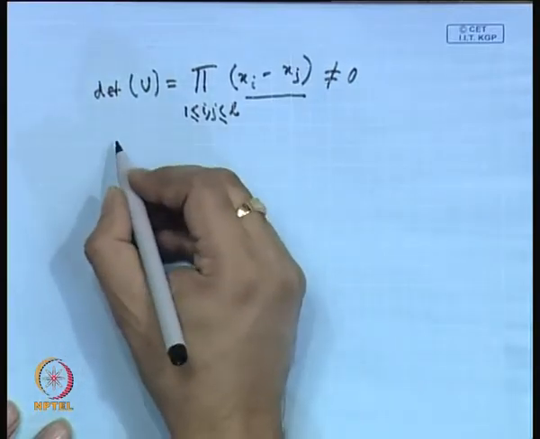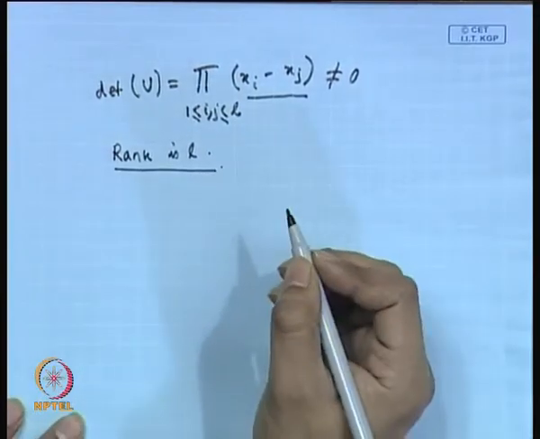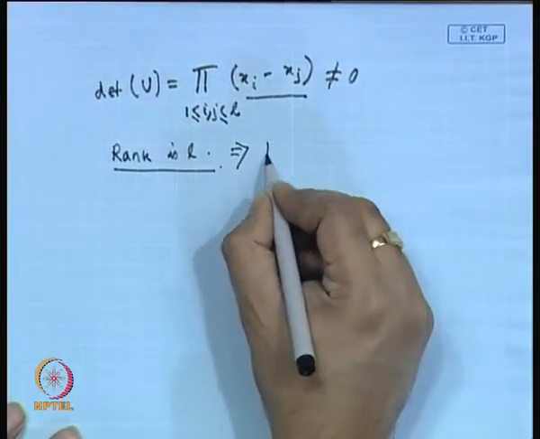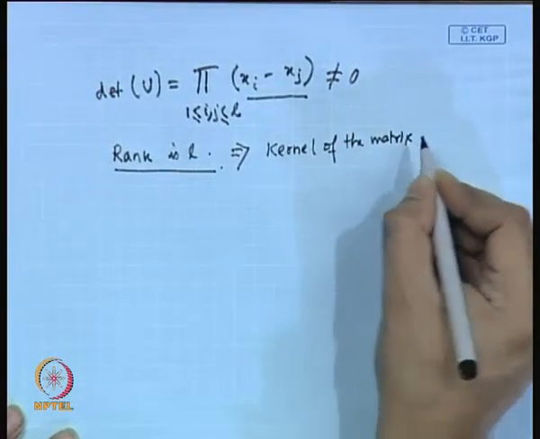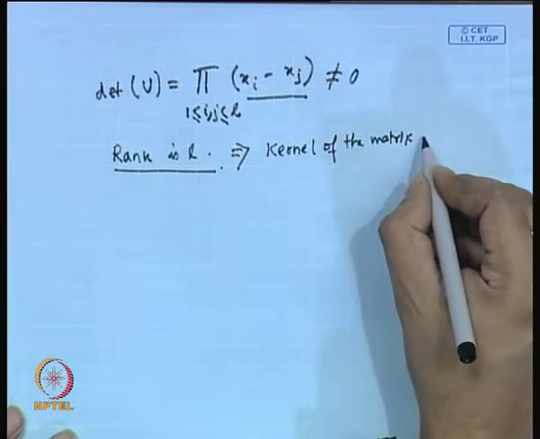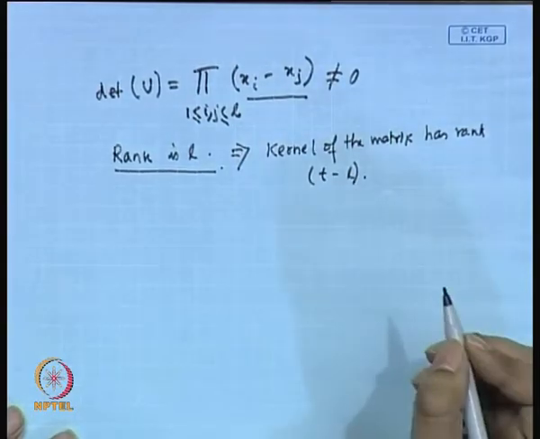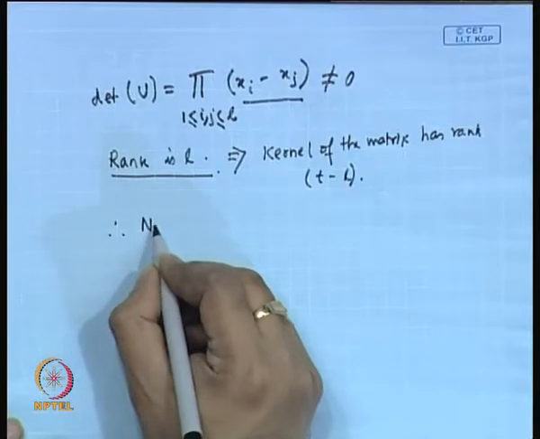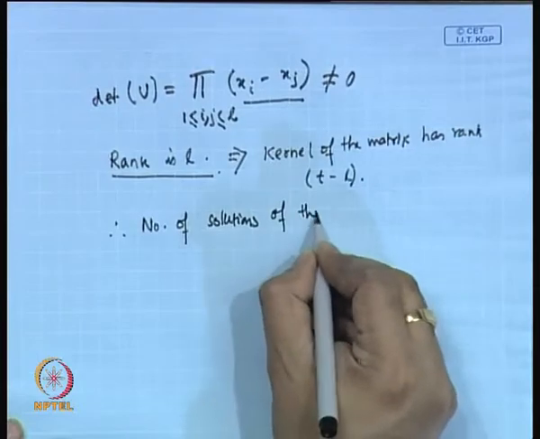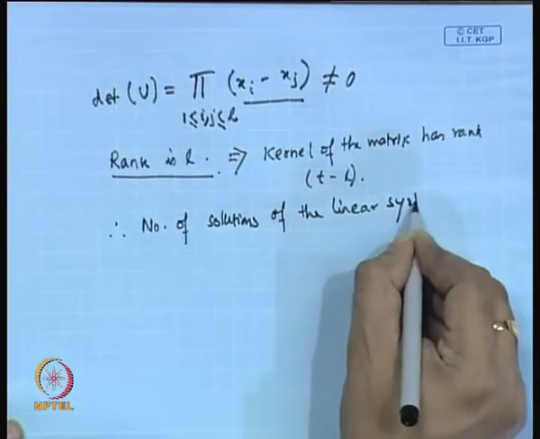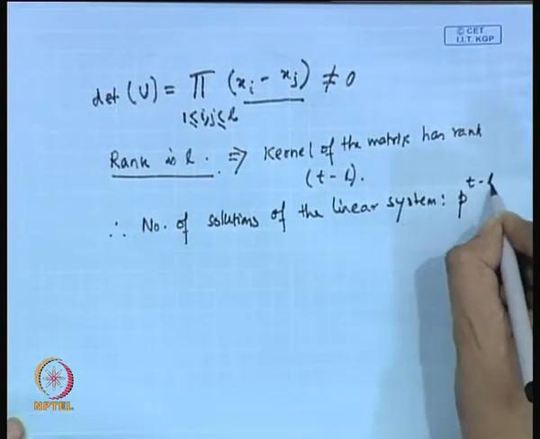Okay. So, therefore, the rank is L. For this matrix the rank is L, and this implies that the kernel of the matrix, going back to your matrix algebra classes, has dimension t minus L. So, therefore, the number of solutions of the linear system, that is a linear matrix system, is actually p to the power of t minus L.